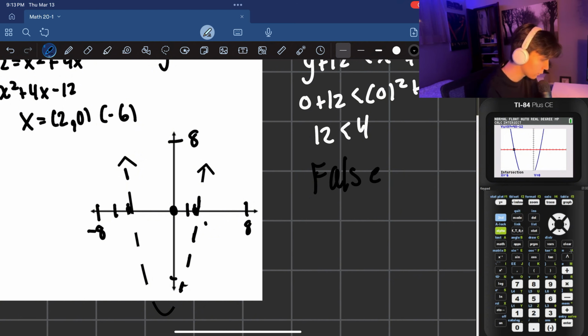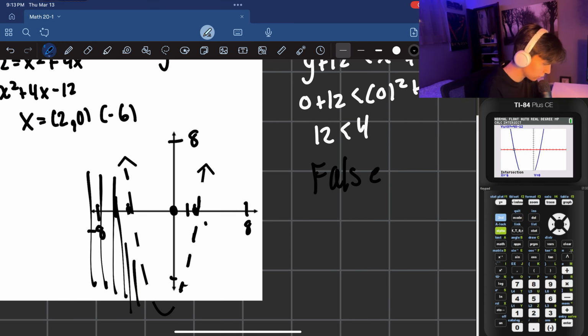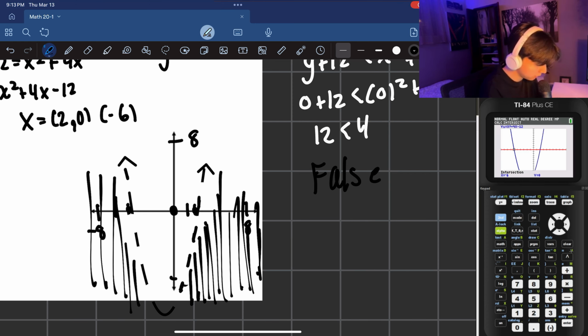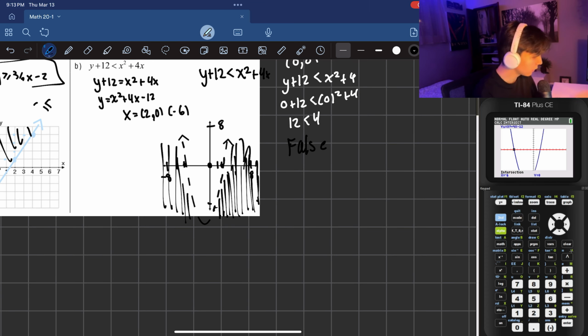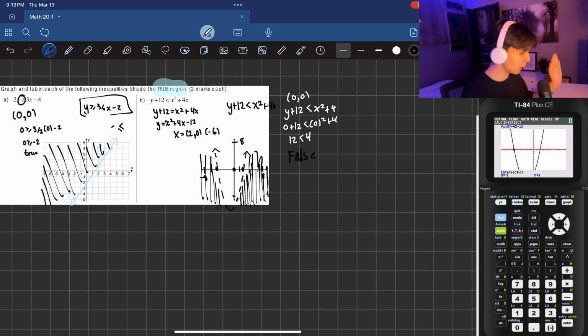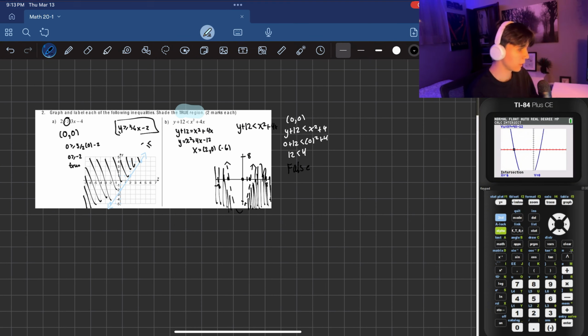And since this is false, we're not going to be shading inside the parabola. We're going to be shading outside. So let's just shade outside. And that should look something like this. So you have a dotted line, and your parabola is going to be shaded on the outside. And that's how you actually graph inequalities.